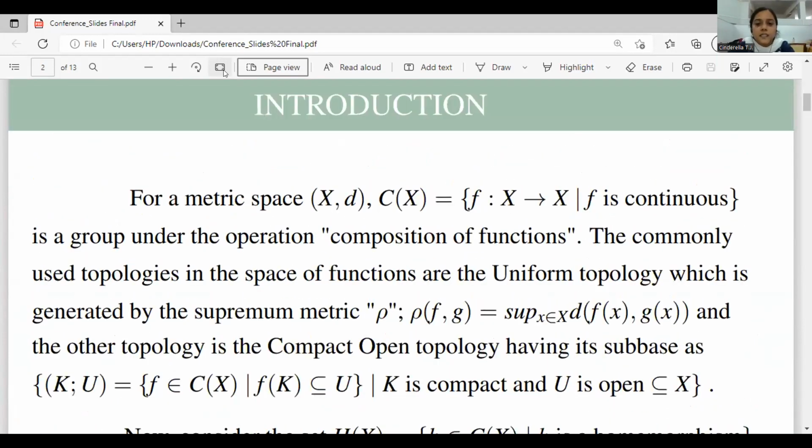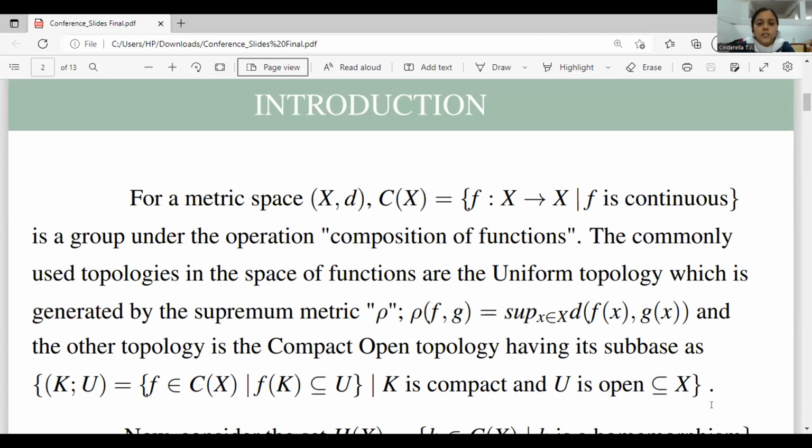For a metric space X, let C of X be the set of all continuous functions on X. We know that it is a group under the operation composition of functions. The two commonly used topologies in the space of functions are the uniform topology and the compact open topology, where the uniform topology is generated by the supremum metric rho that is defined as rho of f, g equal to supremum over all x in X, d of f of x and g of x.